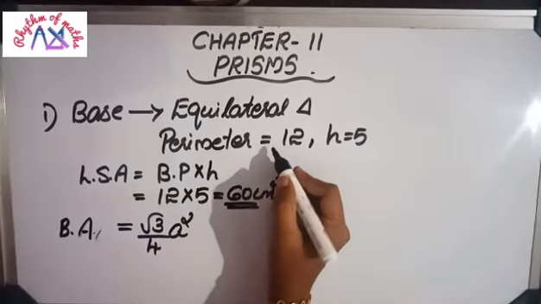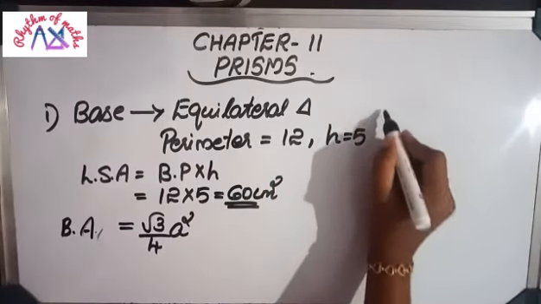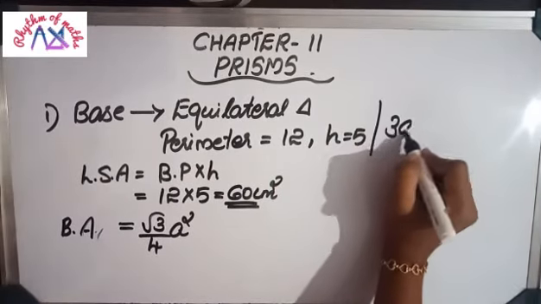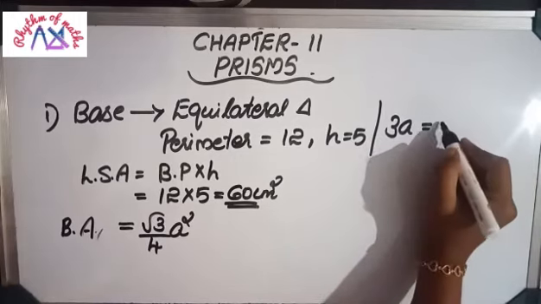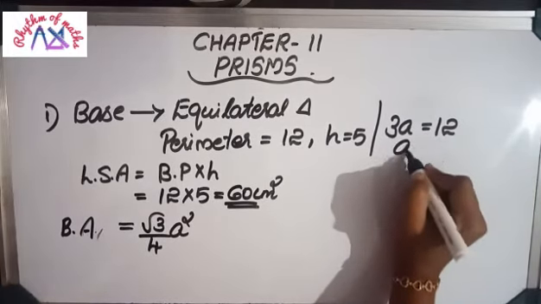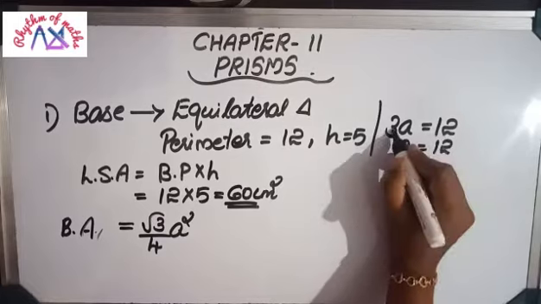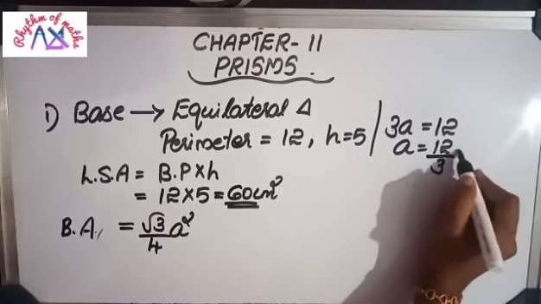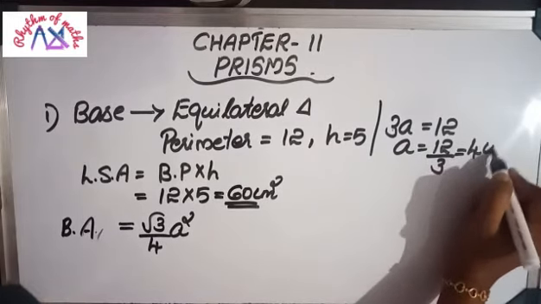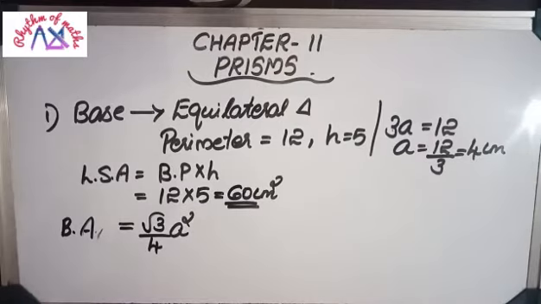But here the side is not given. Instead of that, the perimeter is given. The perimeter of an equilateral triangle is 3a, that is equal to 12. So a equals what? Take this 3 to this side. So 12 by 3 equals 4 centimeter. So this 4 centimeter is one side of this equilateral triangle.